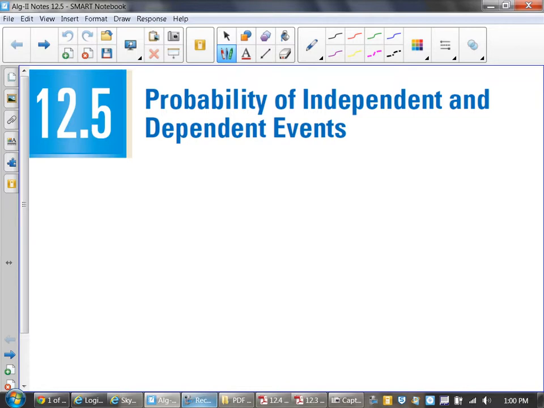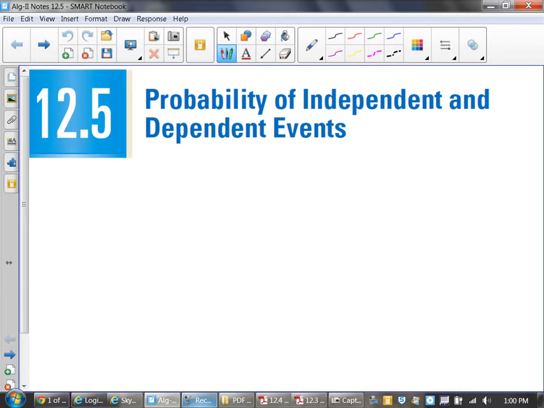When we're talking about independent versus dependent events, it's a very easy thing to understand because you probably already know how to do this. You've probably done it before. The probability that you've done it is high. Now, let me ask you this.